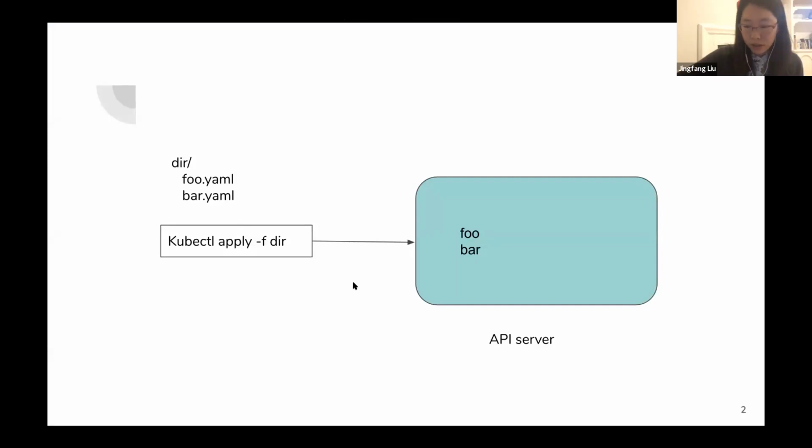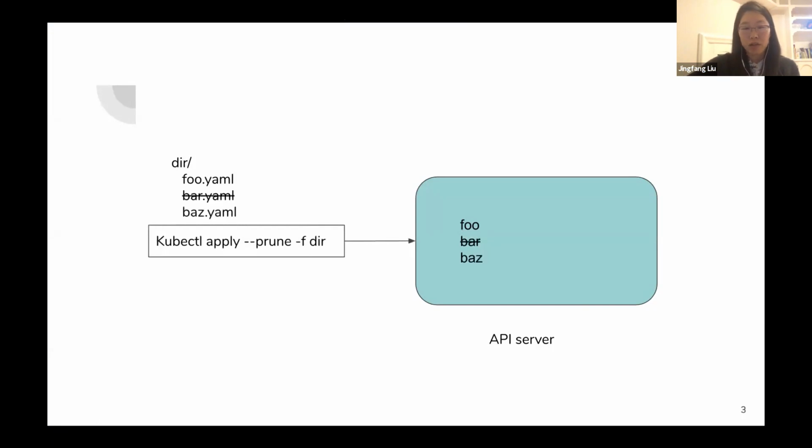So here is our motivation. We consider a kubectl apply on a directory. Let's say at first our cluster is clean. It doesn't have any foo or bar objects deployed. In our directory we have foo and bar objects, and when we run kubectl apply on that directory, the foo and bar objects will be created on the API server.